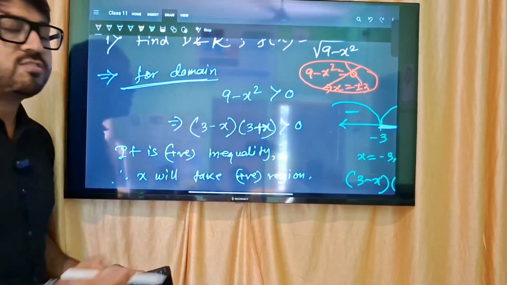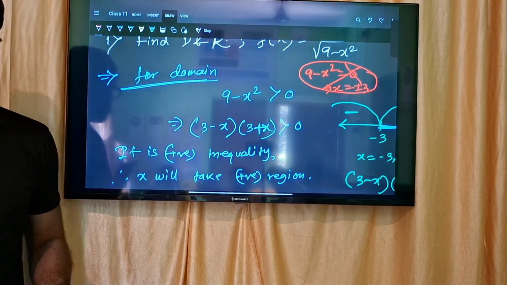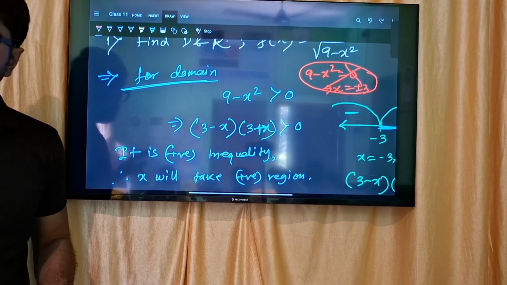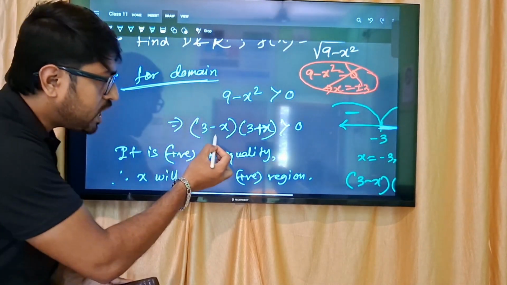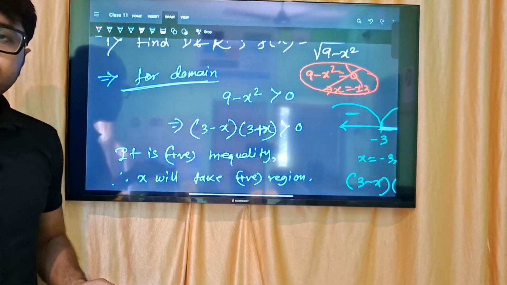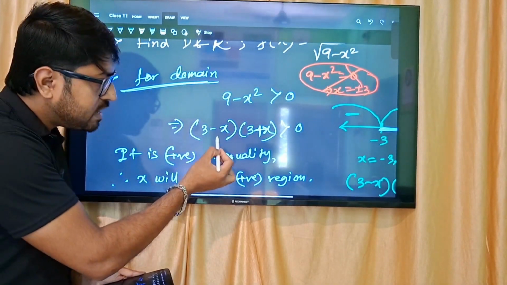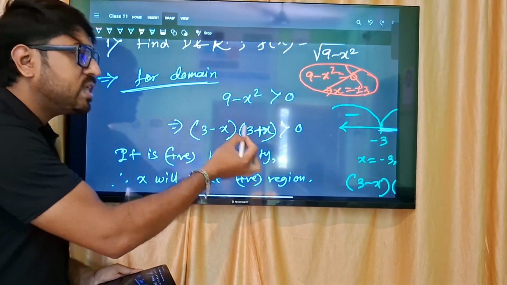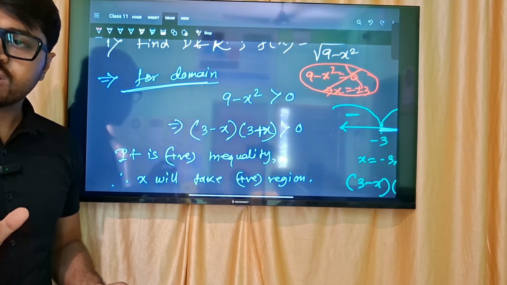Now the product of the two terms is greater than 0. So how will you do that conceptually? When the product of the two terms is greater than 0, when is it positive? They should be of the same sign, either both of them positive or both of them negative. Then the multiplication is positive, correct?